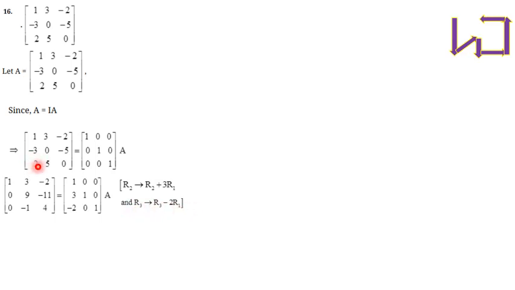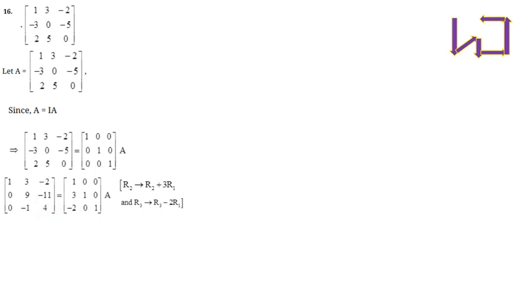And again R3 changes to R3 minus 2R1. R3 is 2 minus 2 into 1, that is 2 minus 2, that becomes 0. Next, 5 minus 2 into 3 is 5 minus 6, that becomes minus 1. Next, the R3 element is 0 minus 2 into minus 2, that means 0 plus 4, that becomes 4.